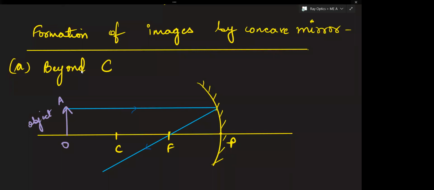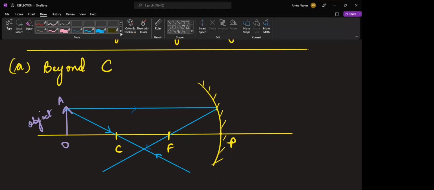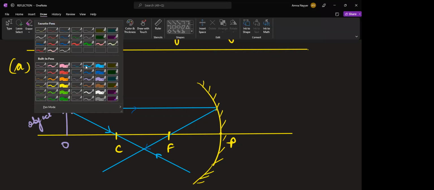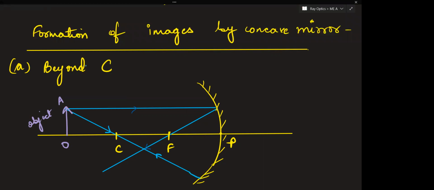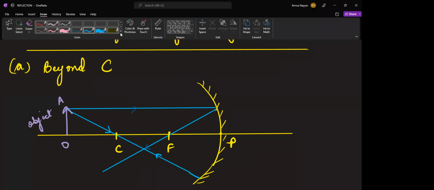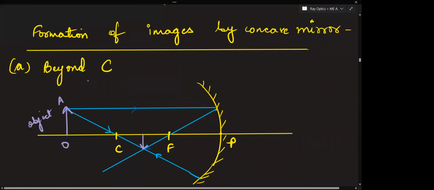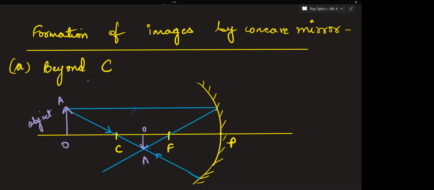Second ray of light will be from where? Second ray of light will be from the center of curvature. What will happen? If a light ray passes through the center of curvature, it retraces its path. I've extended the mirror. You also, in your diagrams, ensure that this is getting reflected. Otherwise, they won't use. See, here an image is formed. OA. Are you able to notice that this is now an inverted image that has been formed?